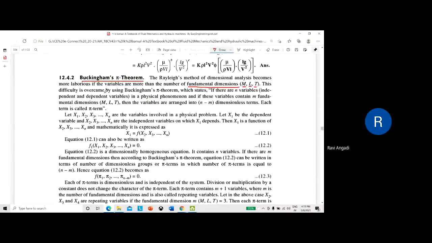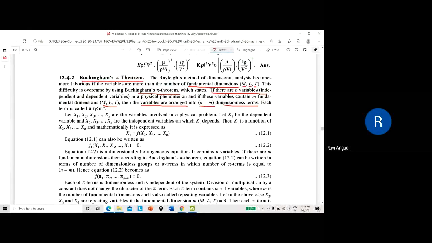This difficulty is overcome by using the Buckingham Pi method, which states that if there are n number of variables, independent and dependent both together, in a physical phenomenon, and if these variables contain m fundamental dimensions, that is M, L, T, then the variables are arranged into n minus m dimensionless terms. Each term is called a pi term.